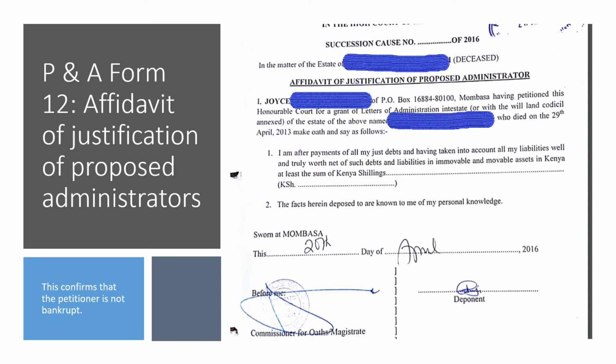So after that, you would also need another affidavit, still from the petitioners, where she would be justifying herself to become a proposed administrator.